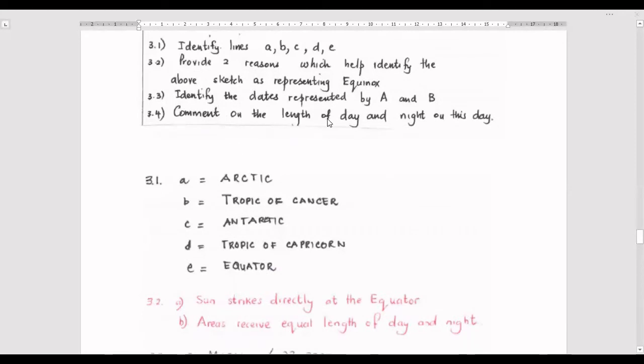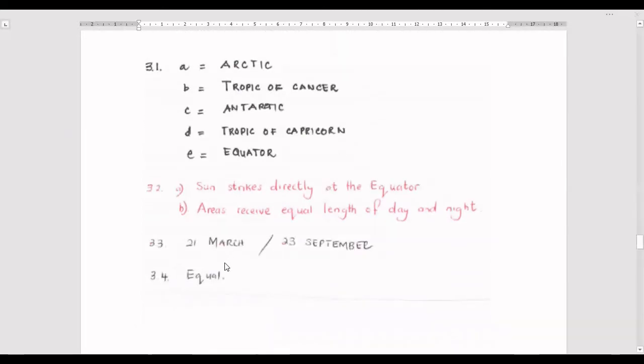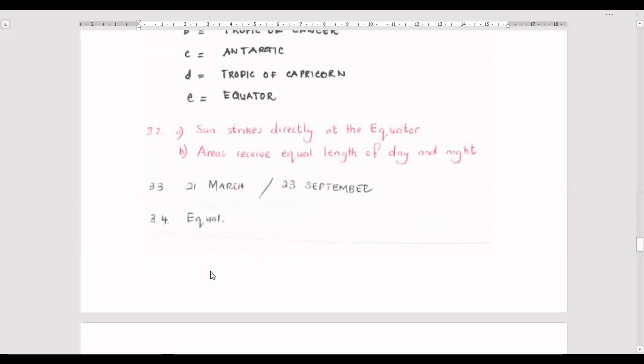Comment on the length of day and night on this day. It's equinox, equal length of day and night. And therefore I got here, it's equal, right? Day and night is going to be equal. We'll see just now in cases where they're going to be unequal.